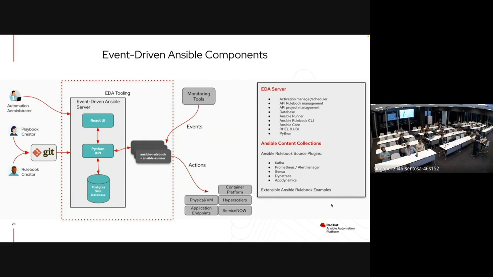He may or may not know the whole construct, but he'll be someone who is able to create the rules as needed. Then over here, the event-driven Ansible server is using a Python API. We have a Postgres database. Then there is the Ansible runner that runs the particular action and gets the events from, let's say, the monitoring tools that we were talking about earlier. Those are the different pieces that come together to form this whole solution.